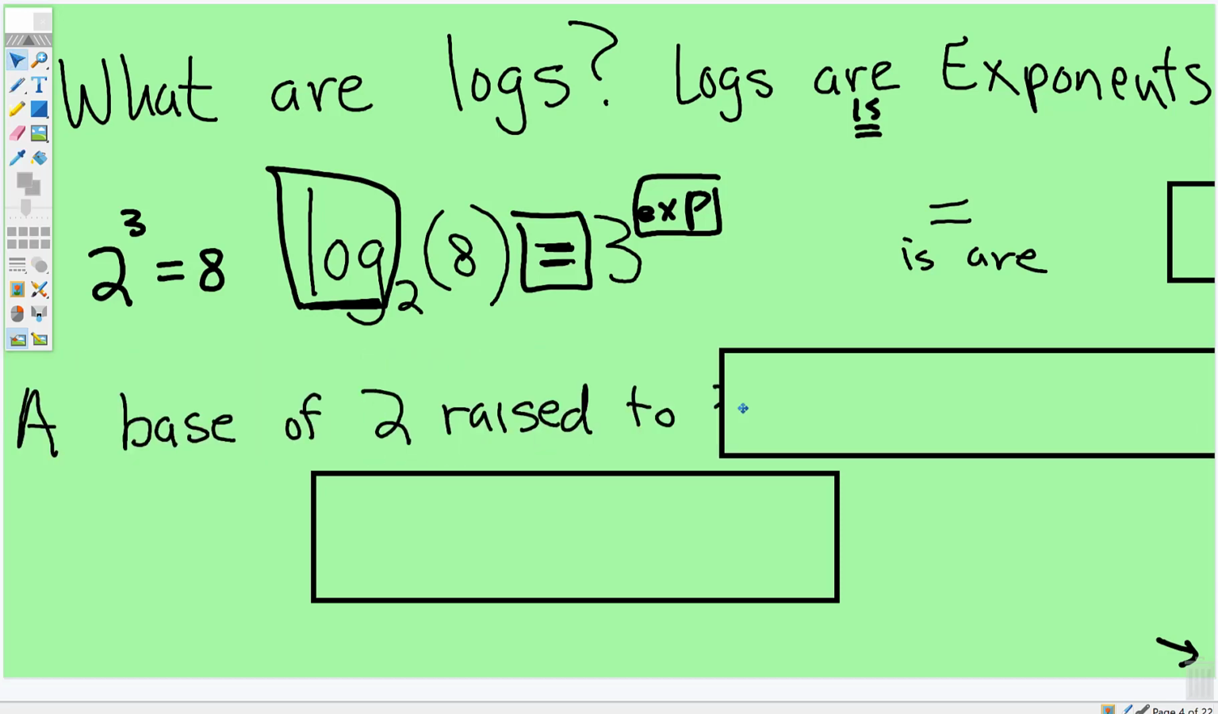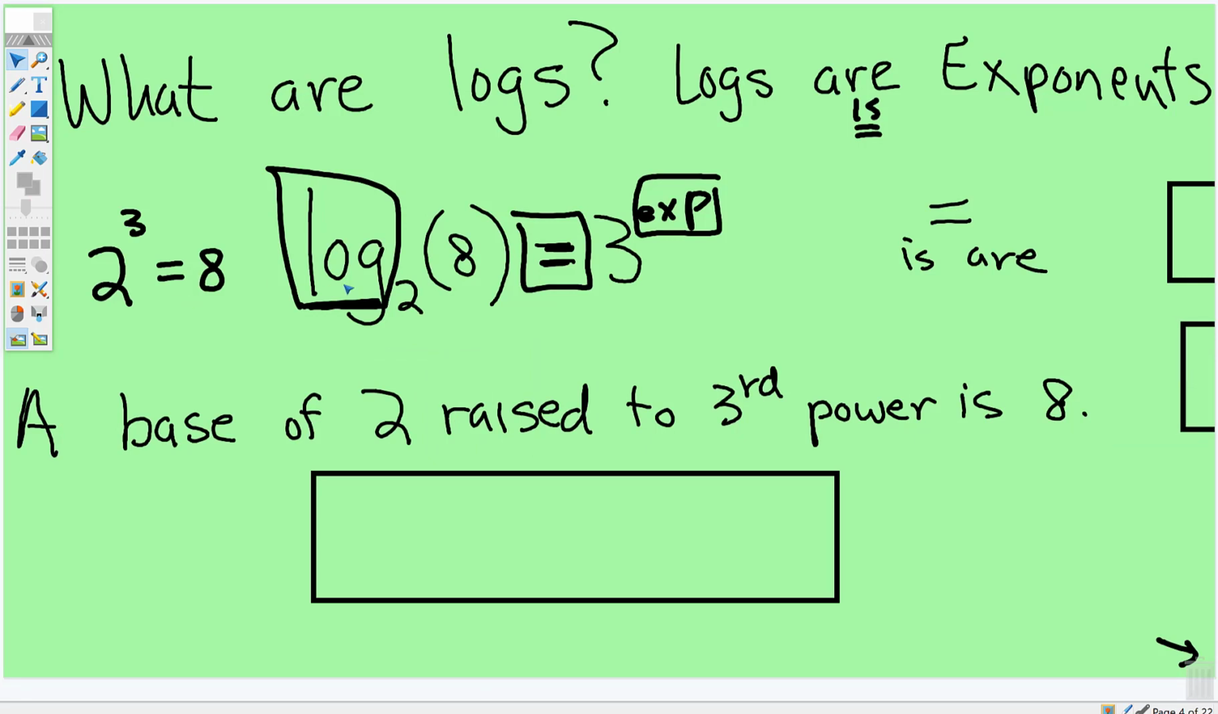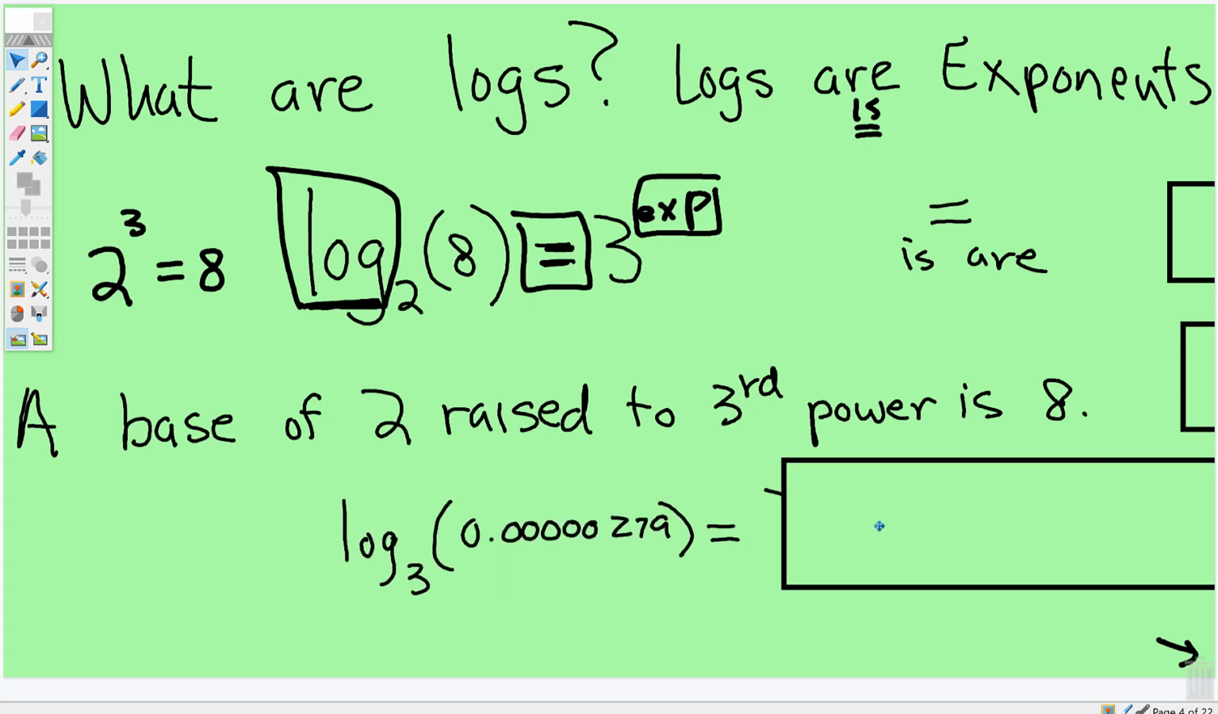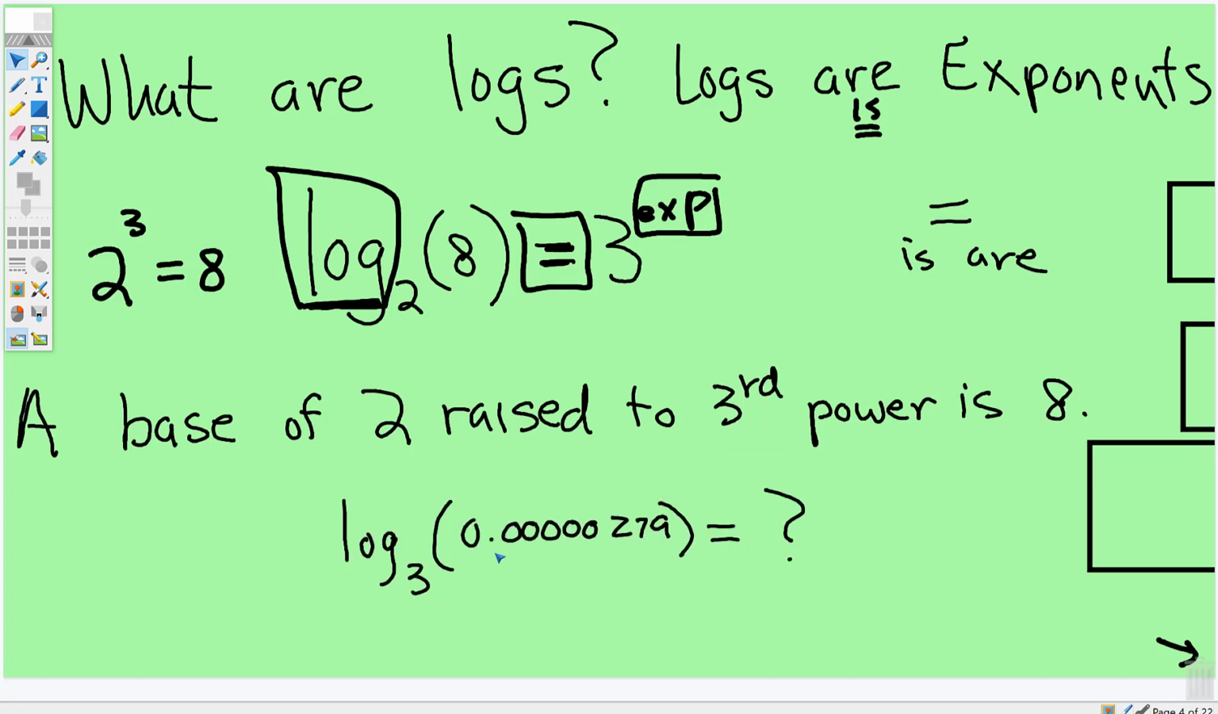Okay, so what this says is a base of 2 raised to the third power is 8. And normally you are dealing with this kind of stuff. If you had this value and it was a base of 3, what the heck would that exponent be? Well, logarithms and the properties of logarithms help you actually find that exponent. So what are logs? Logs are exponents.